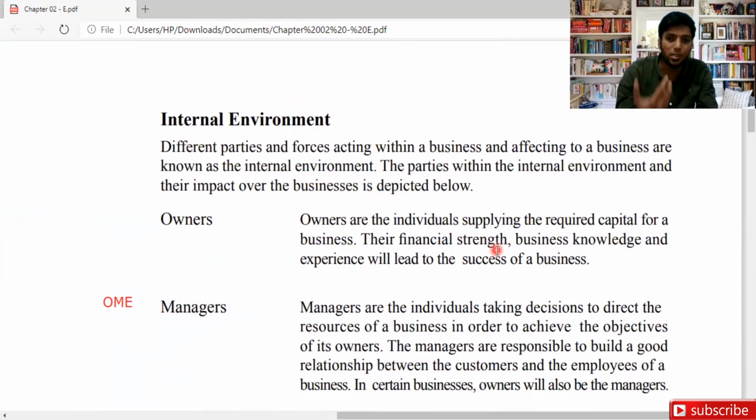So if they ask what is internal environment, you need to remember that internal environment means it is inside the business and the business can control certain decisions. So whatever parties are going to affect the business or get affected by the business, they are in the control of the business. That's what we say internal environment.